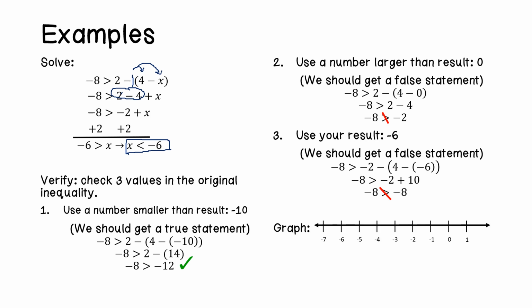So then I'm going to graph my solution. I'm going to say x is less than negative 6, so I'm going to find negative 6, and put an open circle there, and then draw my arrow to the left because my solution set is less than.